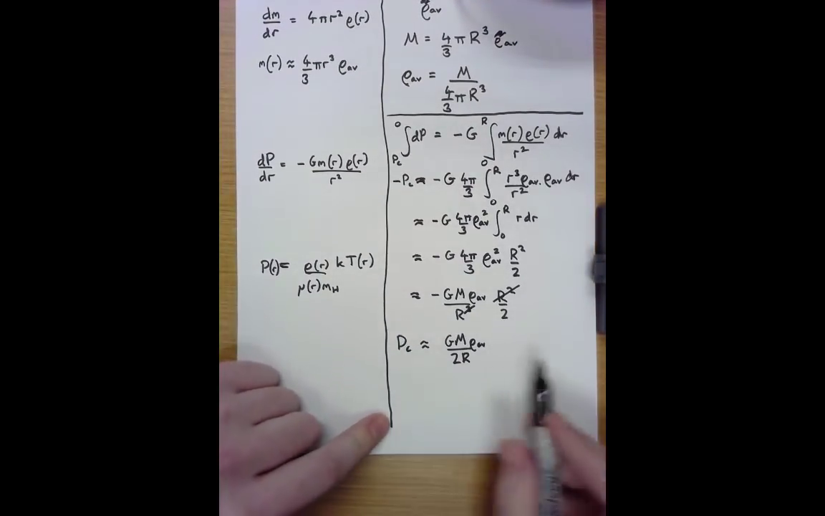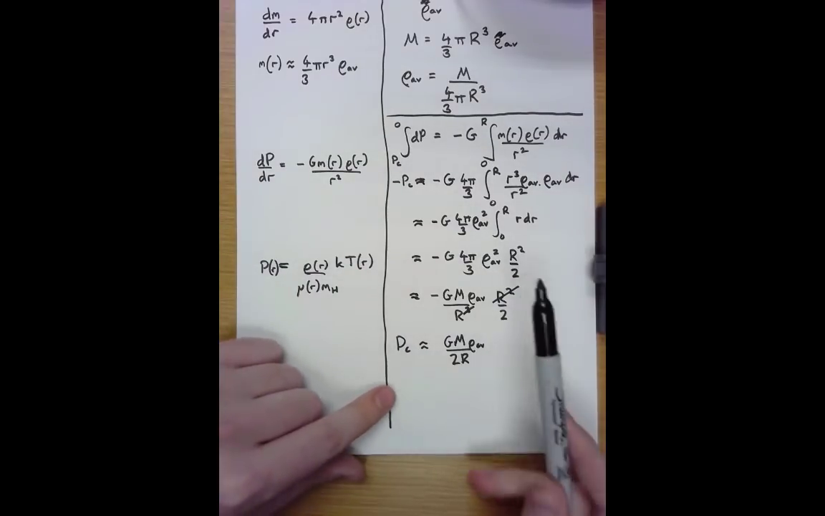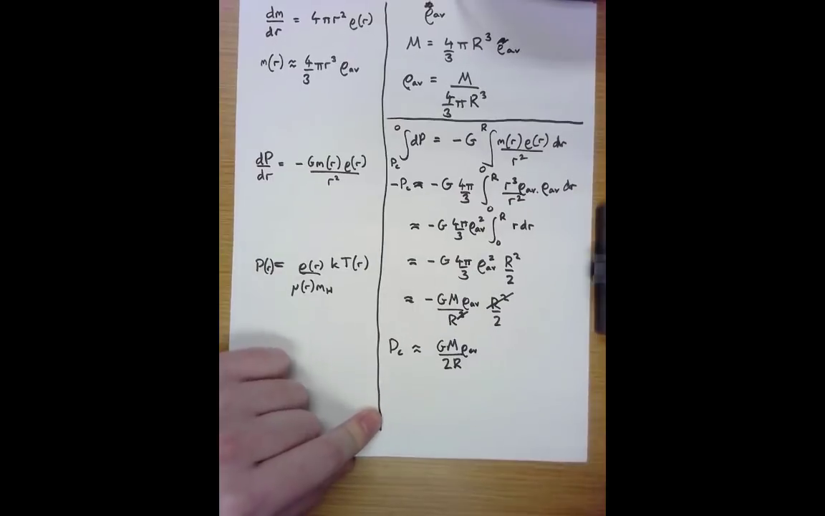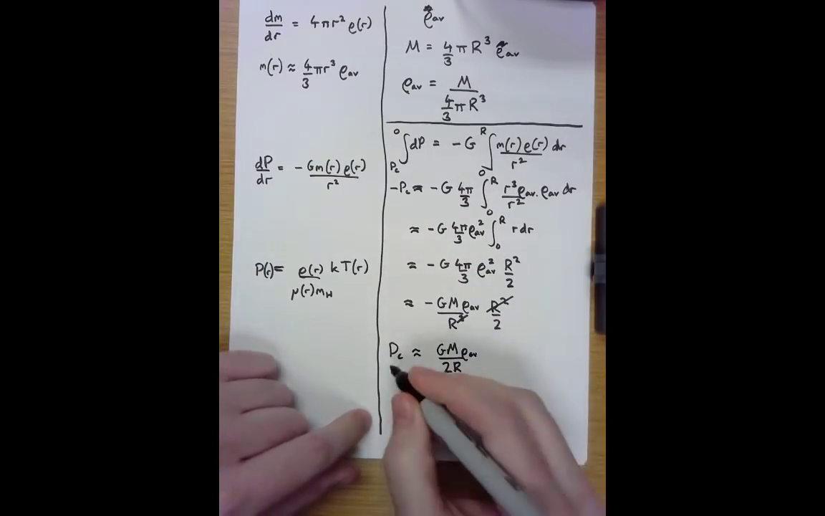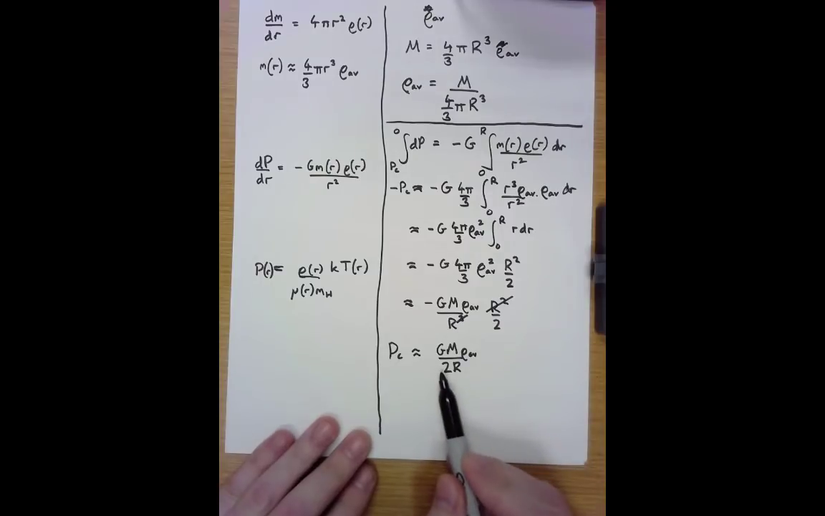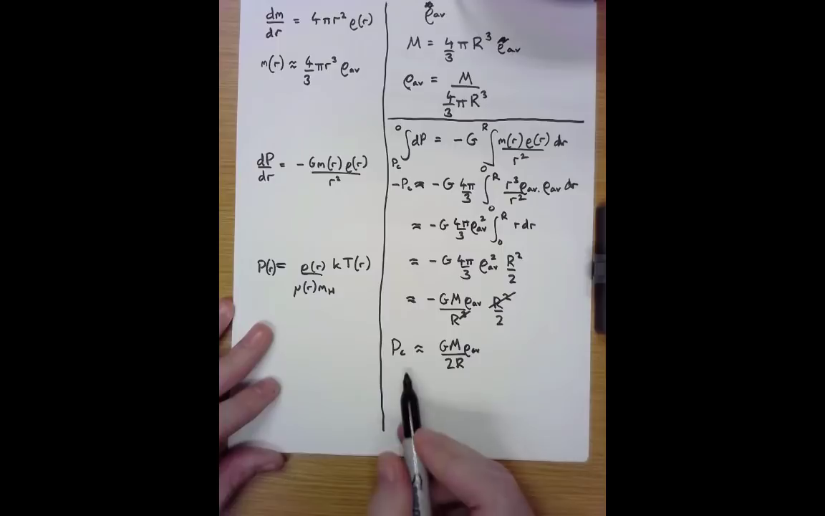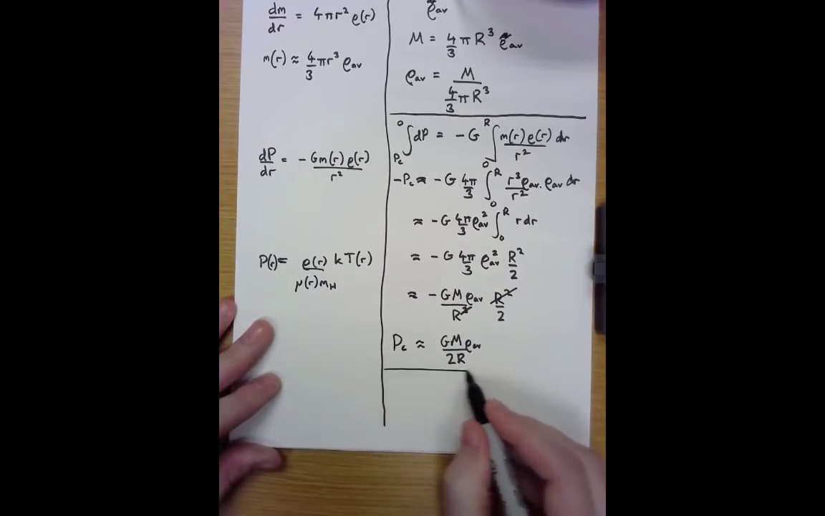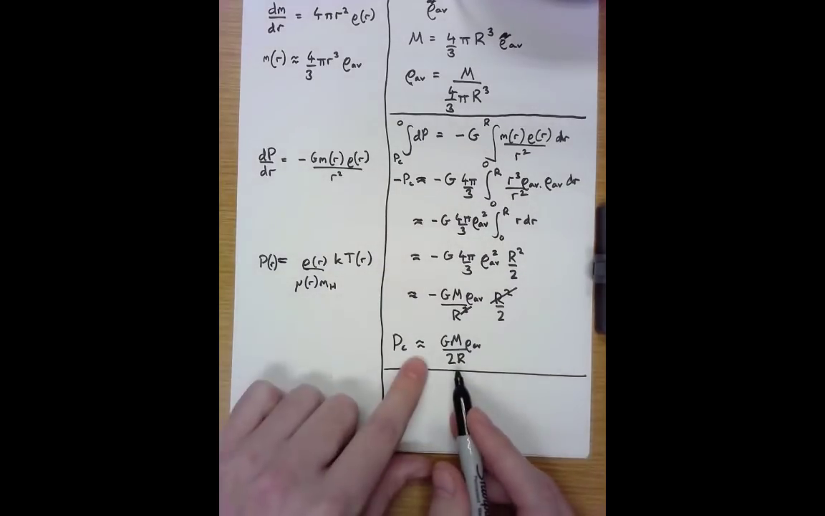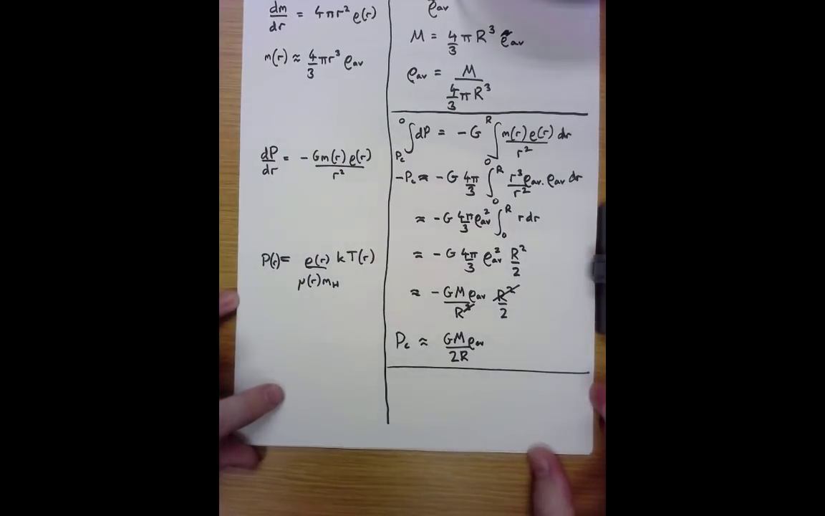With this approximation, I should point out there are other ways of approximating this, and the textbook derives an expression in a slightly different way, but you still get something of the same order of magnitude. So all of these estimates give you the same order of magnitude for the central pressure. Having derived that, we can plug this in the ideal gas equation, and we can get an estimate for the central temperature of the star.